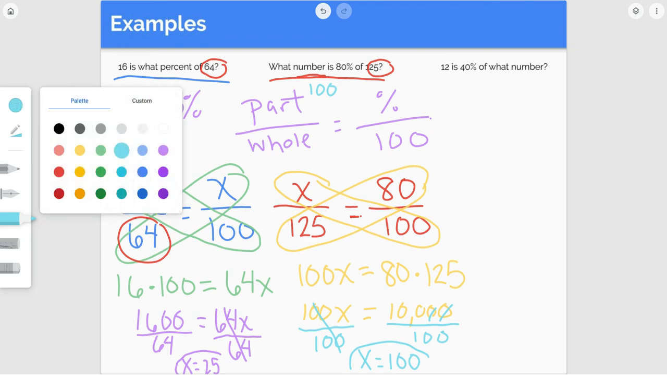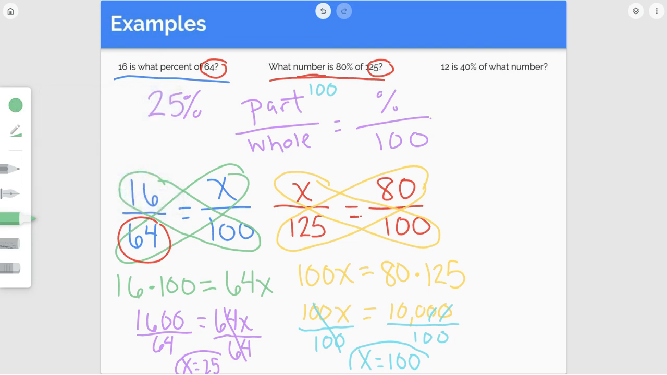And last but not least, let's go ahead and solve this final one. It says 12 is 40% of what number? So what number, and it's after the word of, so I'm looking for the whole here. It's saying 12 is just a small percent of this number. So that means 12 is the part, and I'm trying to figure out what is the whole. So I can go ahead and plug it in. Again, 40%, my percent goes over 100. All right. And then 12 is the part, and I'm trying to figure out what is the whole. Remember, it comes after that word of. That's the whole. So that's my mystery here.